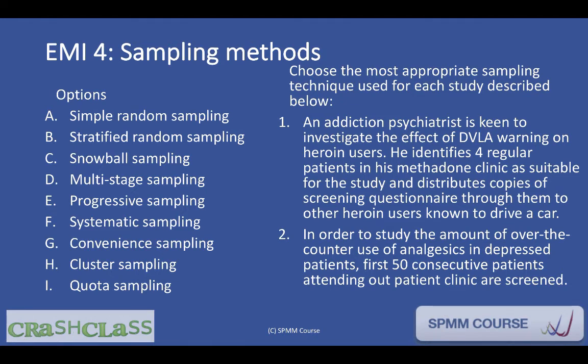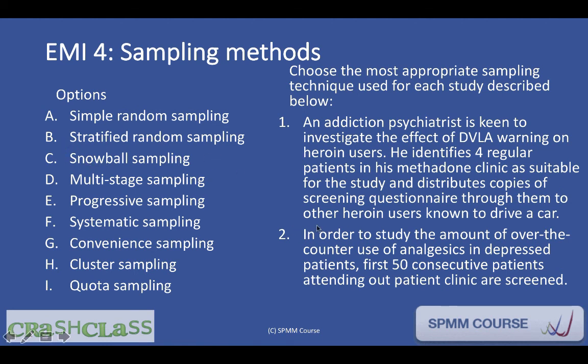Now let's talk about sampling methods. An addiction psychiatrist is keen to investigate the effect of DVLA warning. DVLA is Driver and Vehicle Licensing Agency. So DVLA warning on heroin users. He identifies 4 regular patients in his methadone clinic as suitable for the study and distributes copies of a screening questionnaire through them to other heroin users known to drive a car. So you recruit one person, and through that person you recruit more people. What kind of sampling is this? This is called snowball sampling.